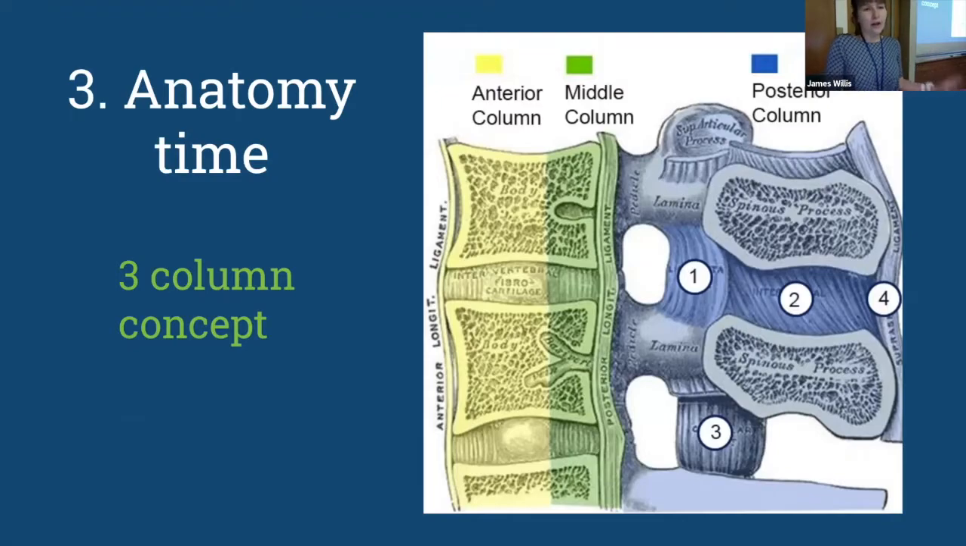The concept people like to use is called the 3-column concept, and it's basically looking at the anterior, middle, and posterior aspects of the spinal cord. The idea is that if you have an injury in more than one of these columns, it makes your cervical spine unstable and more likely to cause permanent damage to the spinal cord, because then the units can move independently and cause more damage.